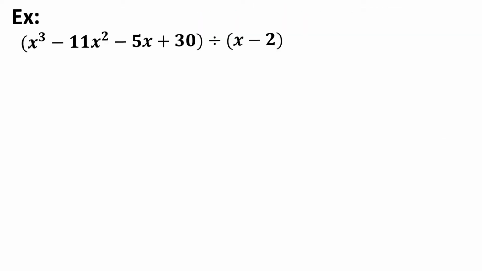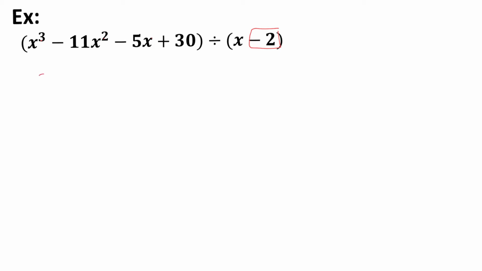All right, so here's my first example. I've got x to the 3rd minus 11x squared minus 5x plus 30 divided by x minus 2. And so you want to look and see if there's any missing terms. This starts with an x to the 3rd, x squared, x, and so there's no missing terms there. Now, what we're going to put on the outside is always going to be the opposite of this number.